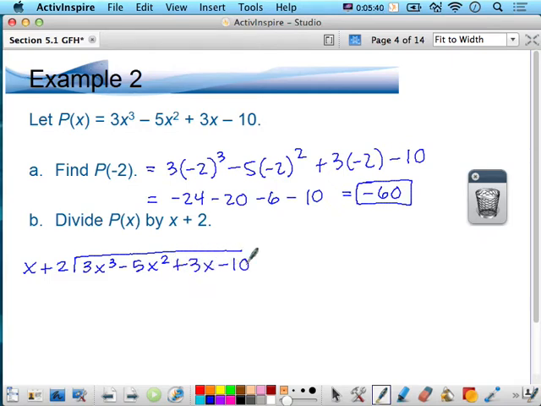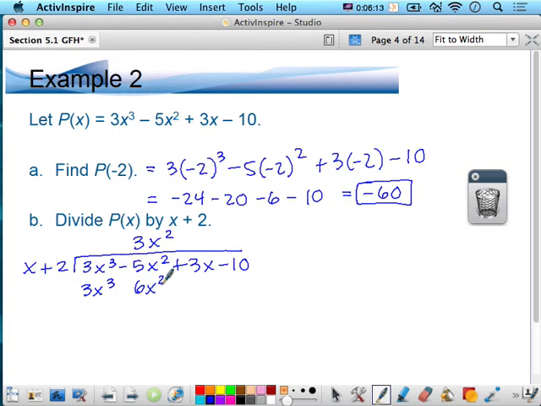And I ask myself, what is the leading term here, 3x cubed, divided by x? And that would be 3x squared. Another way of asking that is you ask, what can I multiply the first thing of my divisor by to equal the first term of my dividend? And the answer is still 3x squared. So we're going to put that up there, and it's going to become part of our quotient. And 3x squared times x is 3x cubed, but remember that you have to multiply that term by the positive 2 as well. So 3x squared times 2 is positive 6x squared.